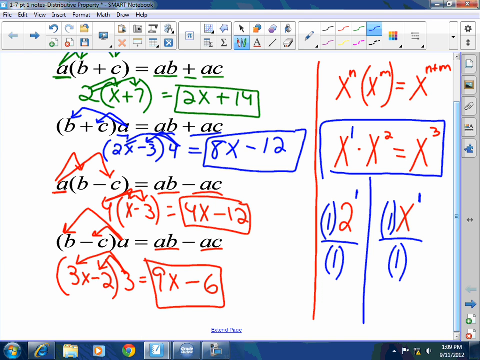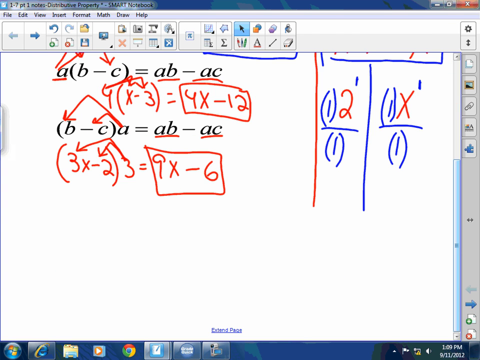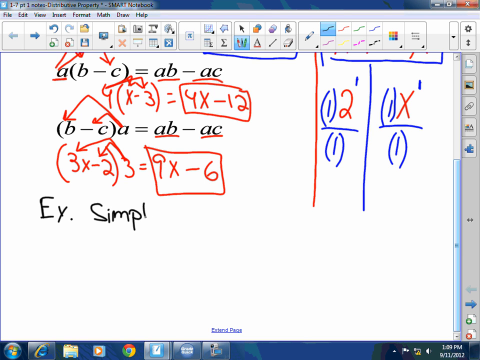Now, how does this work for the distributive property, Mr. Morrow? That's really nice and all, and thank you. But let me explain. What if I told you this? Simplify 2x times 3x minus 5.